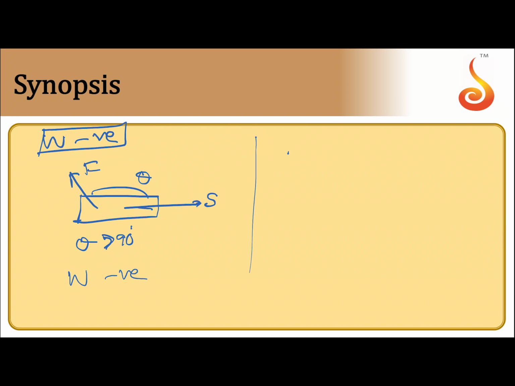Or we can consider one more example. Let's assume that an object is being raised along this direction by applying a force. Now the gravity is trying to pull it down, so work done by gravity is negative as gravitational force is downwards while the displacement is in the upward direction.